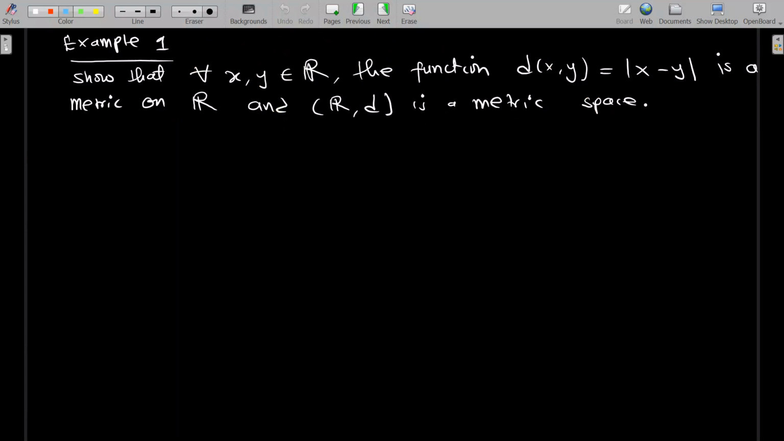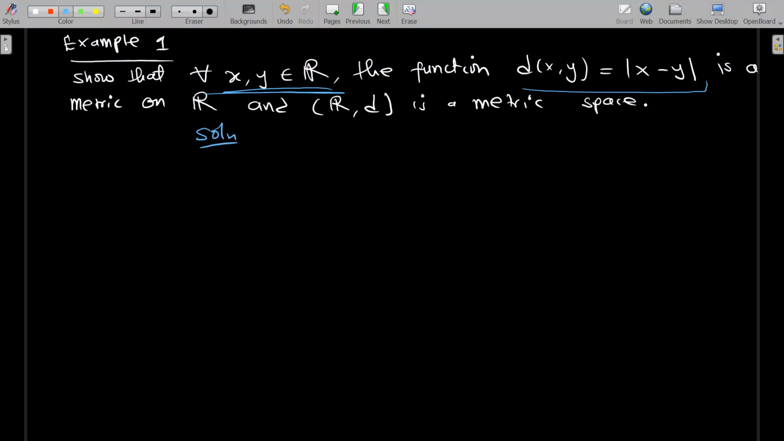Okay, so show that for all x, y in R, where R means just the real numbers, the function d of xy, which is given by the absolute value of x minus y, is a metric on R, and R with d is a metric space. So if you're able to show that yes, it's a metric on R, then it's indeed a metric space. So how to solve this?